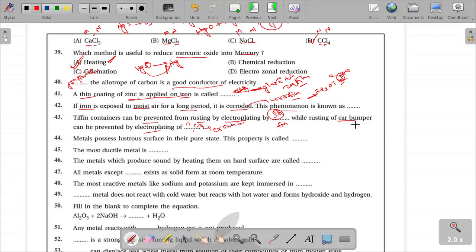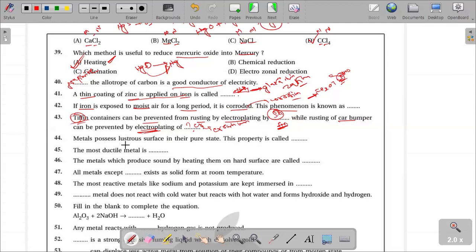Here, in that case itself, electroplating is given. Chrome plating or electroplating. And for preventing rust of the Tiffin, the name itself has one keyword: Tiffin container with tin. Like solder welding we are doing, same as that. Solder is made with tin, so that's why they have given tin.